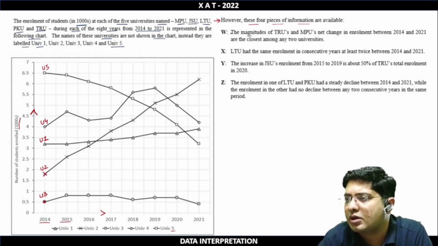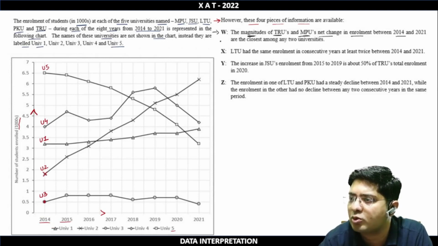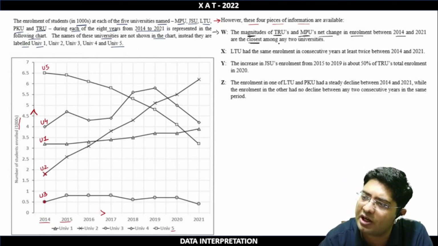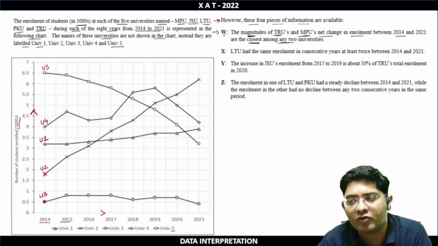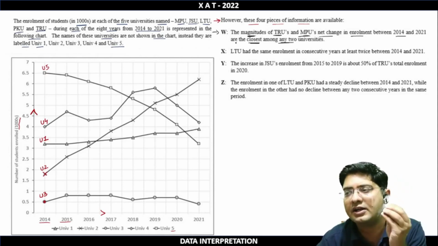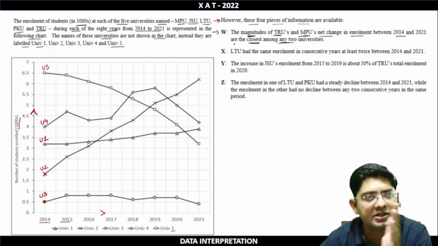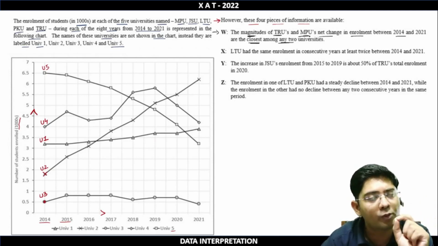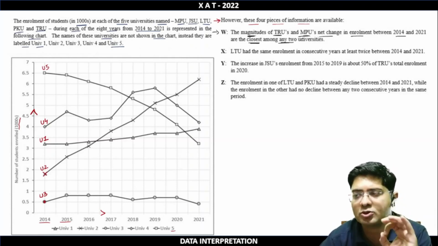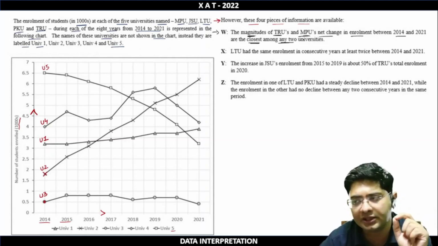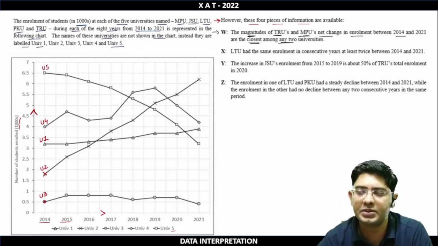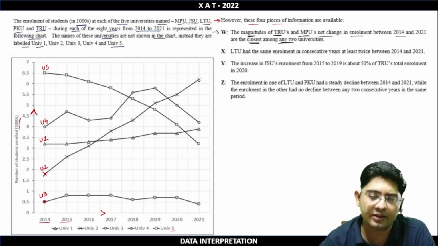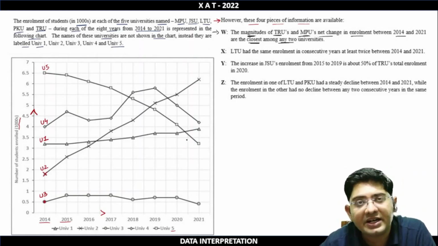Now the first clue is the magnitude of TRU's and MPU's net change in enrollment from 14 to 21 are the closest among any two universities. Now what this clue is saying is that the net change in enrollment from 14 to 21 of TRU and MPU universities is the closest in magnitude. Okay, so the magnitude of the net change of enrollment of MPU and TRU universities is very close. So let's look at the net change first.